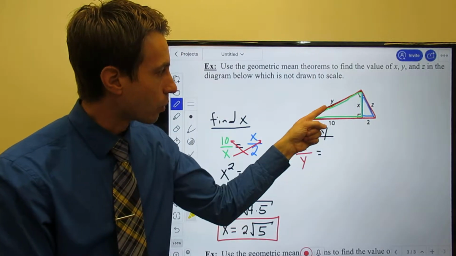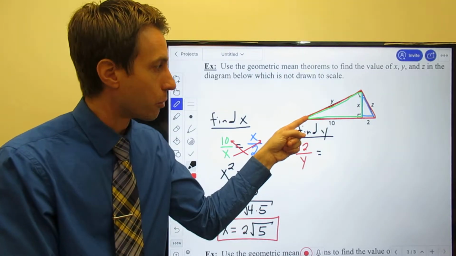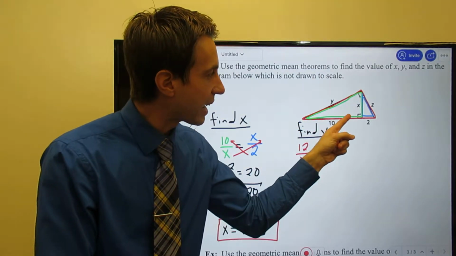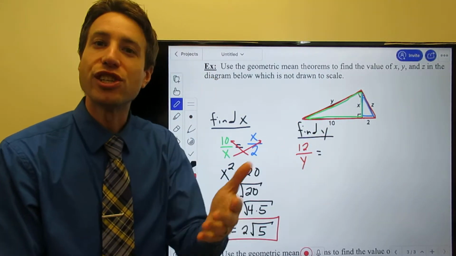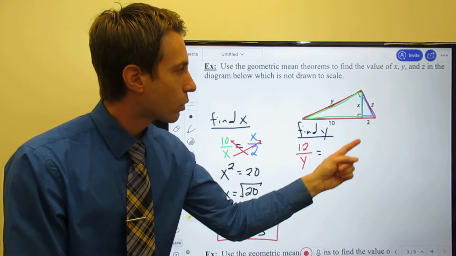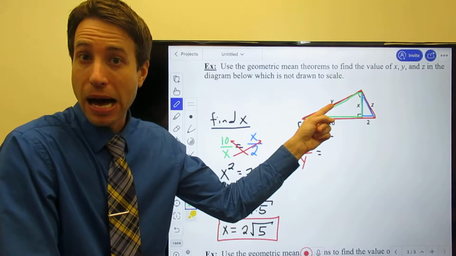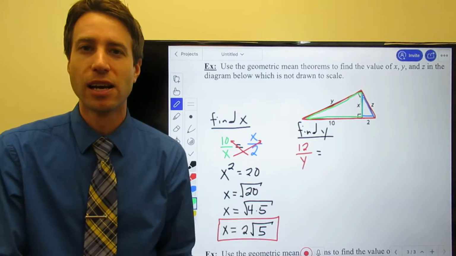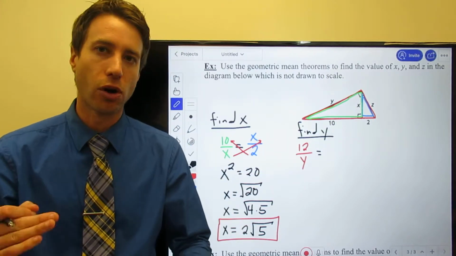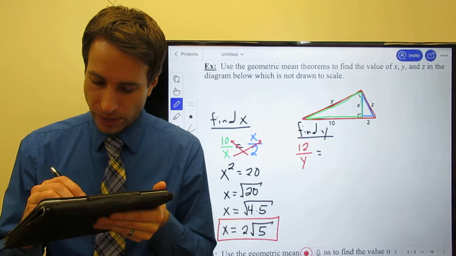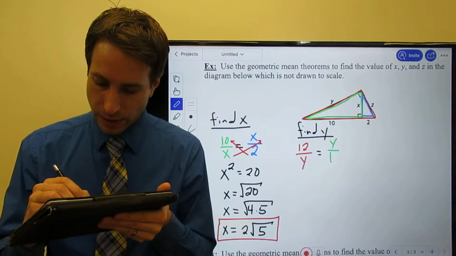I have this side y, which it shares in common with the red triangle, and then this leg of 10. Well, which is the longer side? Once again, look, there's my right angle, which means y is the hypotenuse for the green triangle. The hypotenuse is always the longest side in a right triangle. So it'll be y over 10.